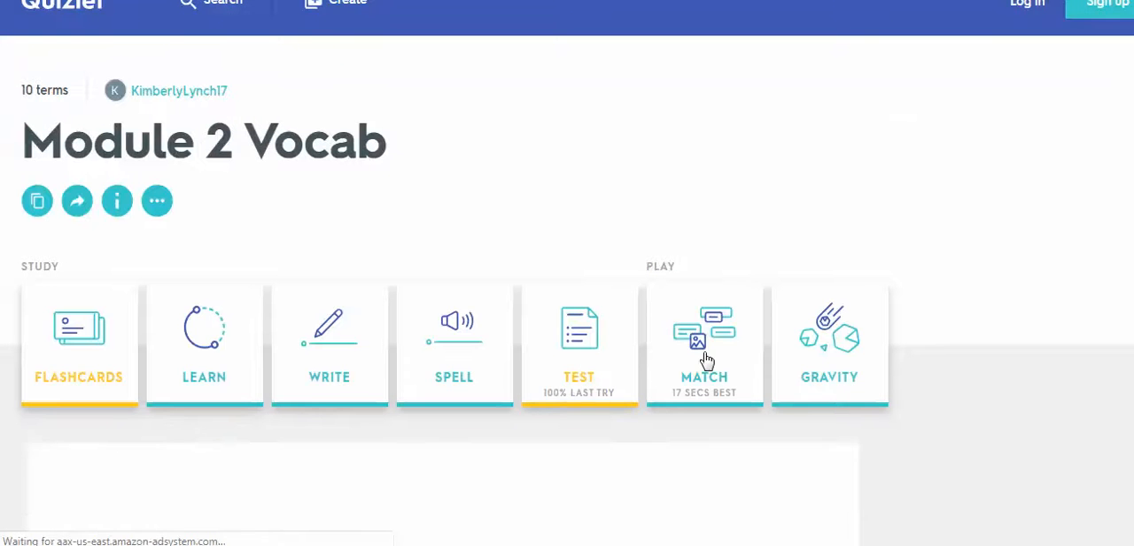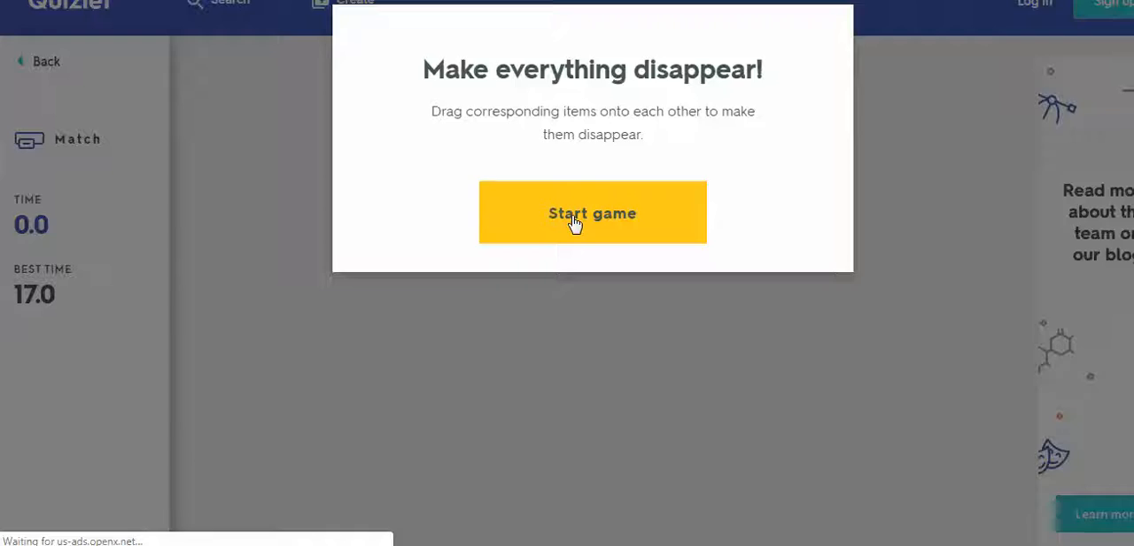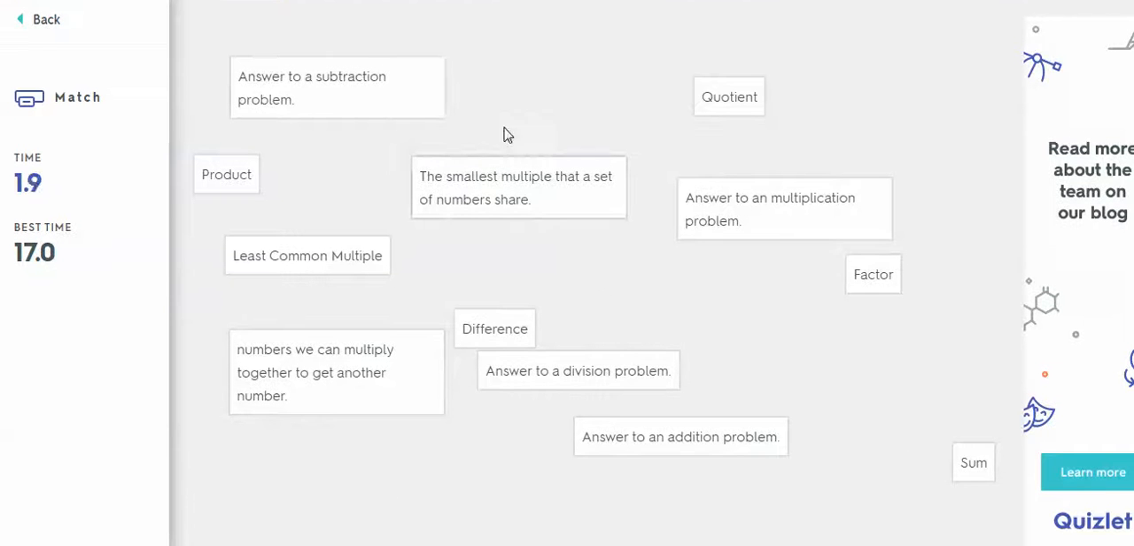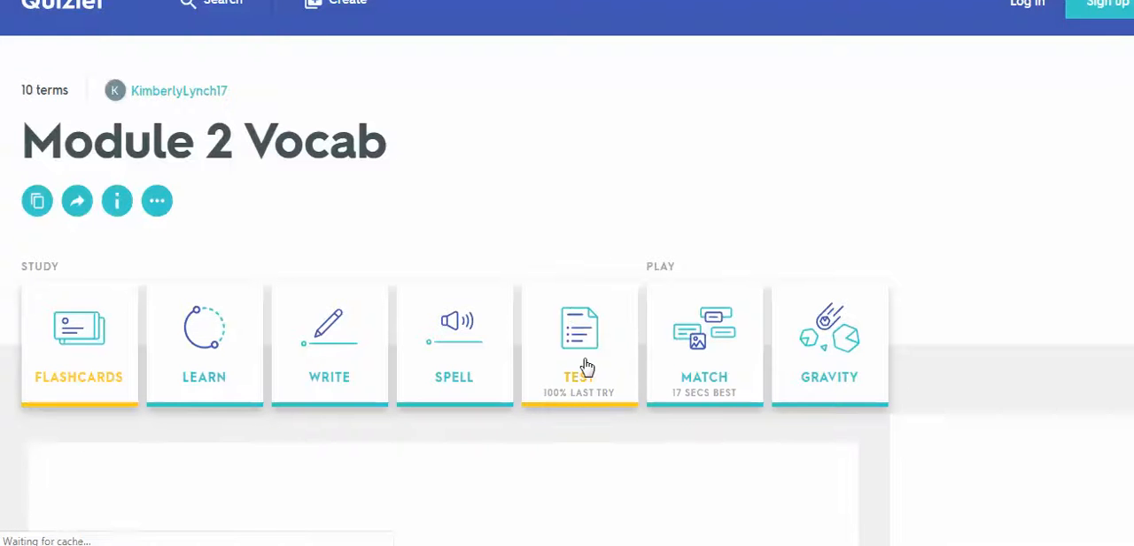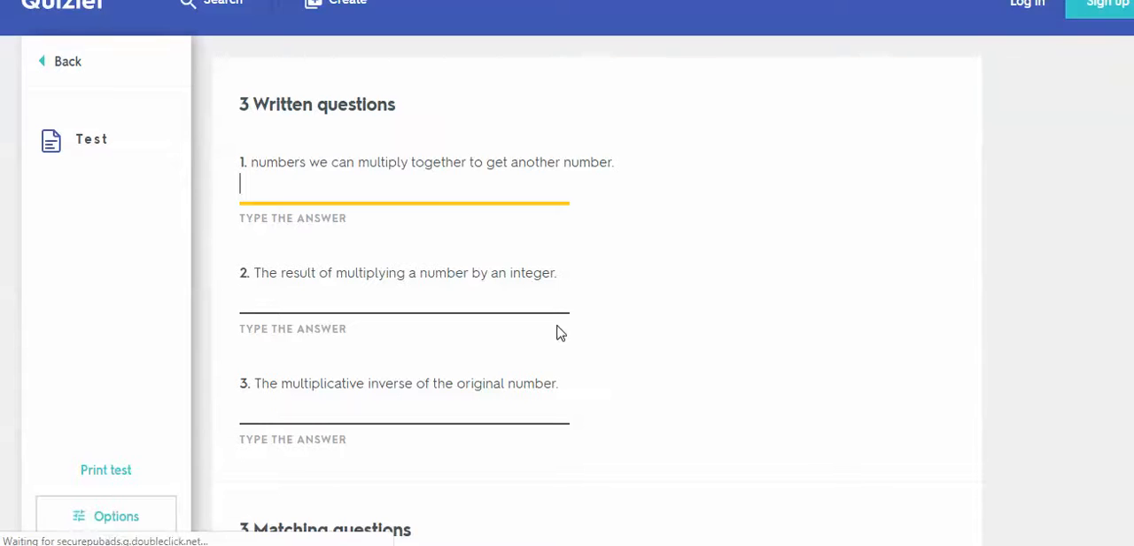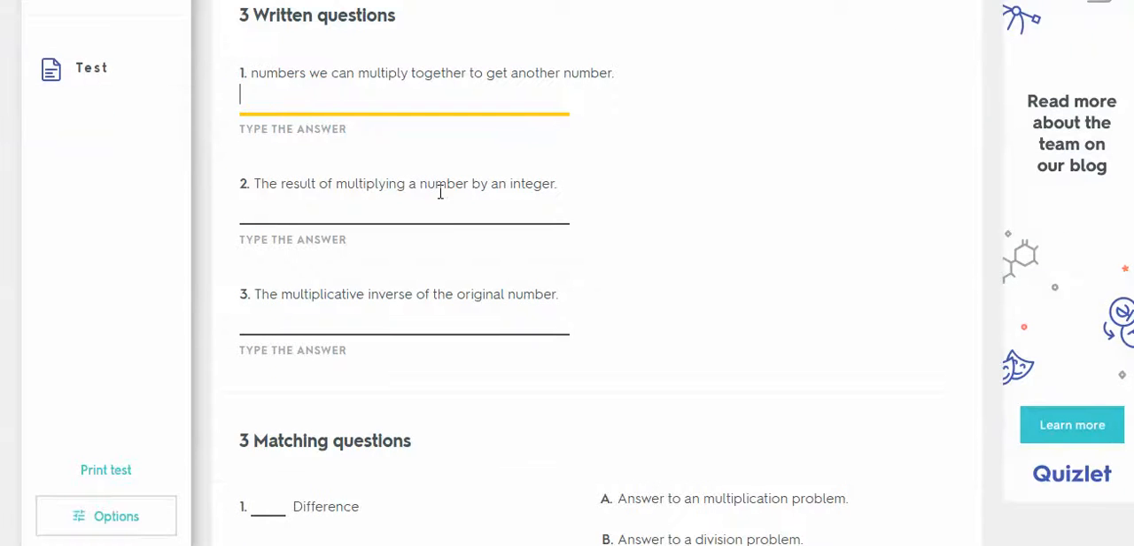Another thing you could do that may be helpful is a matching game. So answer to a subtraction problem, difference, so you've got to match them up and they'll disappear. And then there's another one, you can do a test and it will turn all of these things into a test and it'll tell you what your percentage is. So other than doing some of the calculations, doing these quizzes, Quizlet would also be another resource.